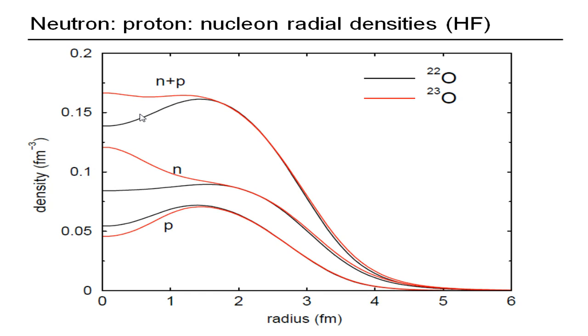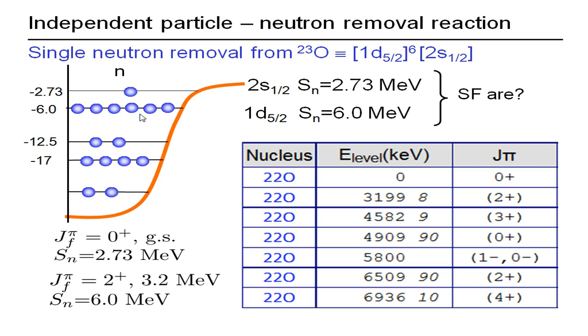Which states of a nucleon contribute to the density at zero radius? Which radial wave functions are non-zero at the origin? S states. Okay, so what's the difference between oxygen-22 and oxygen-23?